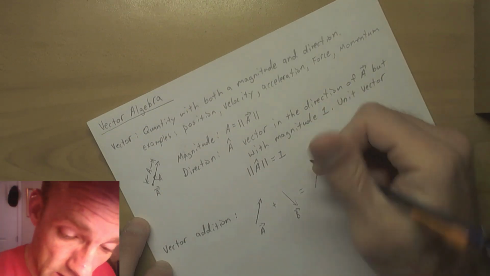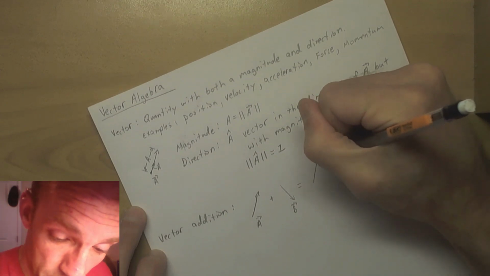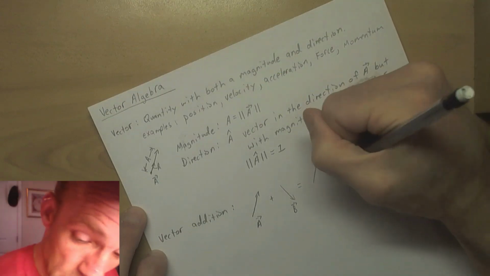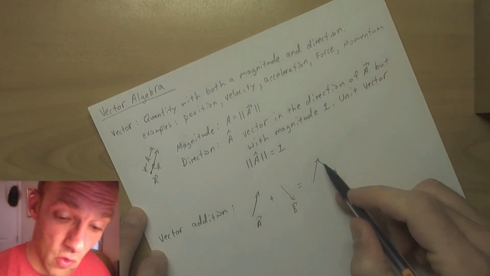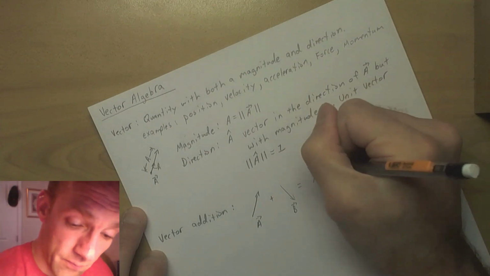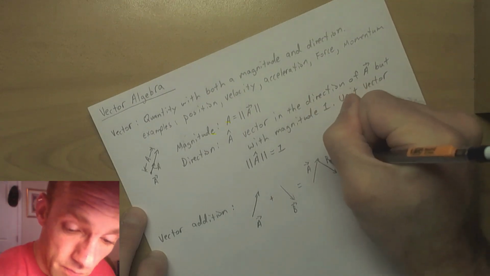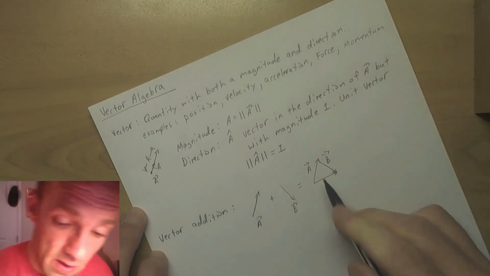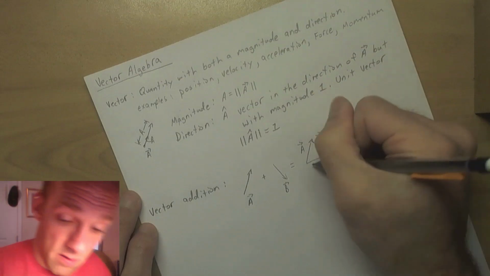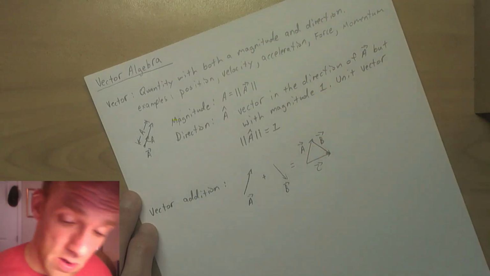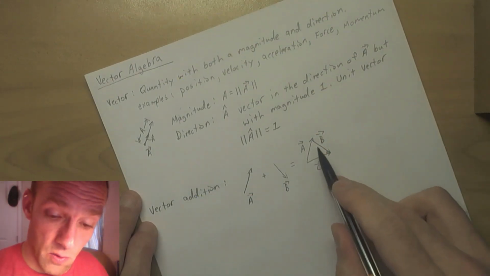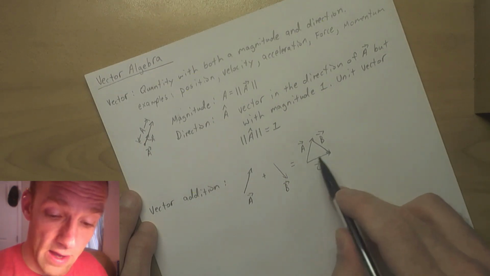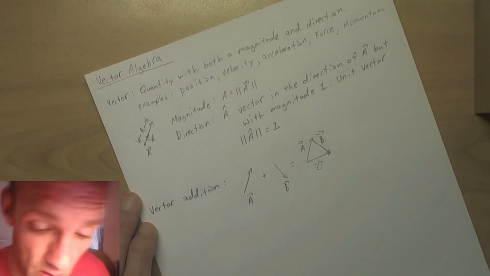So this is A, and you join the tail of B with the head of A, and the sum of those things is defined by the result, joining the tail of A to the tip of B in this case. Okay.